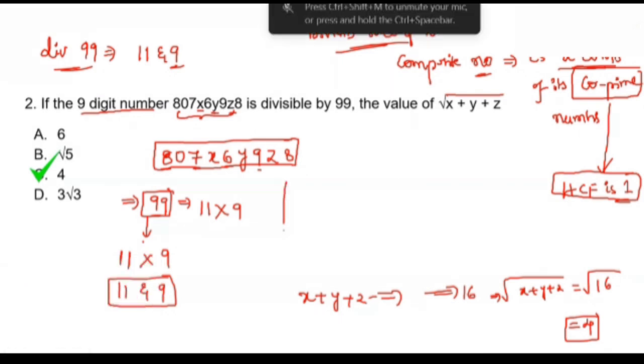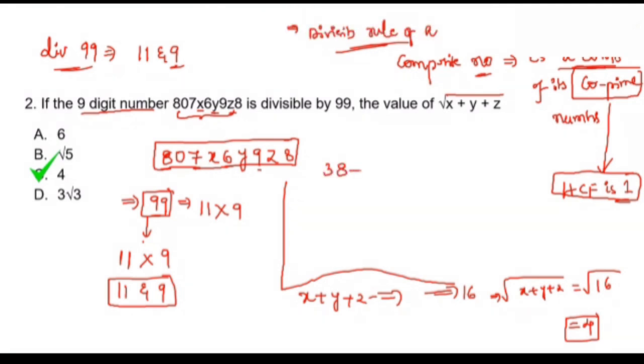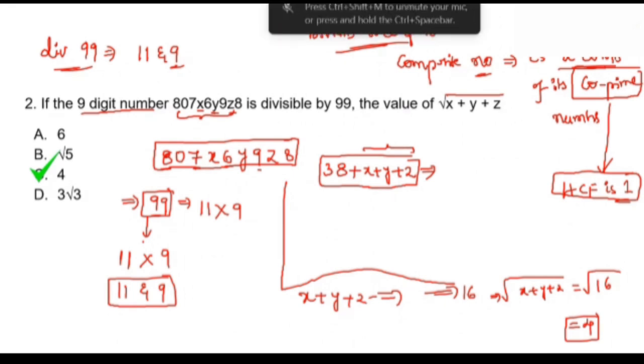The sum of the digits must be divisible by 9. What is the sum of the digits here? After adding them, I got 38 plus x plus y plus z, because these two are also digits. This should be divisible by 9. When will it be divisible by 9? When the remaining sum is 7, the total sum will become 45. Then that 45 is divisible by 9.